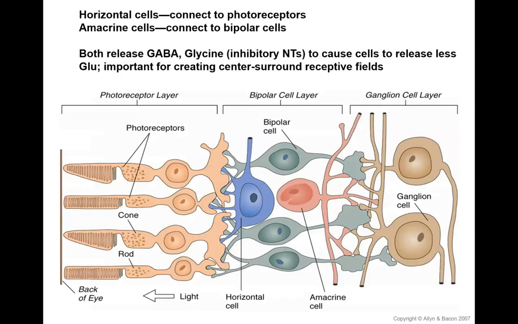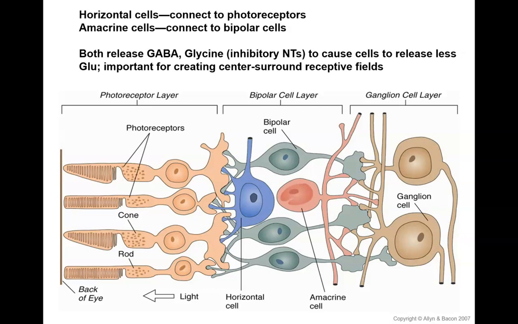So I want to next talk about the role of the horizontal cells and of our amacrine cells. So horizontal cells are going to connect bipolar cells to photoreceptors, and then our amacrine cells connect bipolar cells to ganglion cells. So where do the differences in our center surround come from? So let's talk about why and how the receptive fields are set up this way.